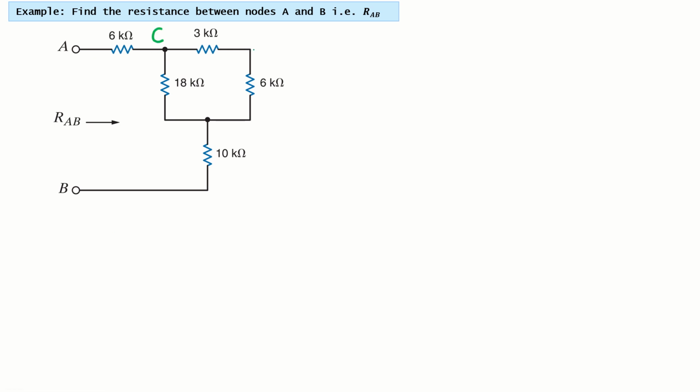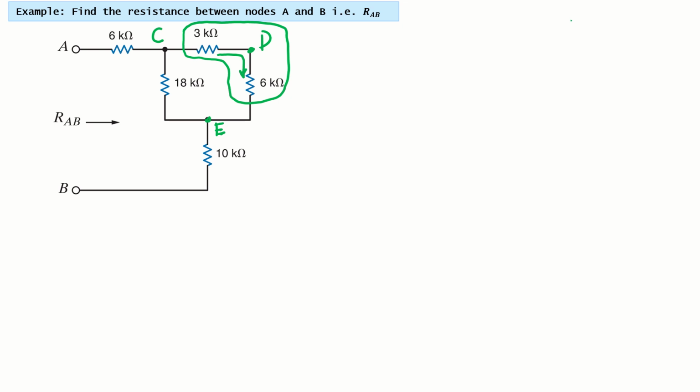Let's label this C. Let's label this as D. Let's label this as E. Then we will start from the end of the circuit. If we start from the end of the circuit, basically this 3K and 6K, they are sharing only one node, or the same current will flow through both of them. So it means they are in series.